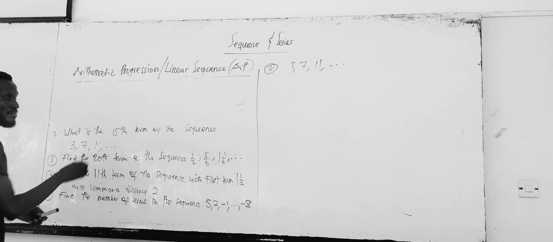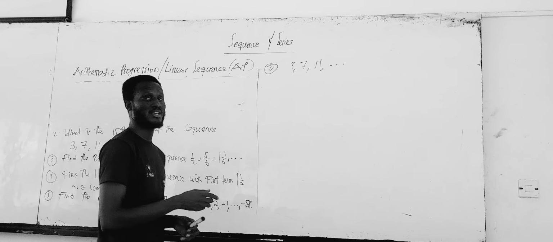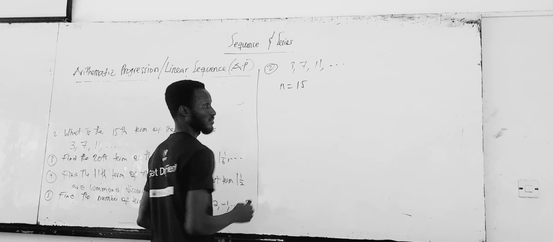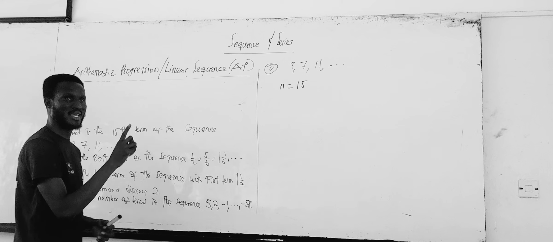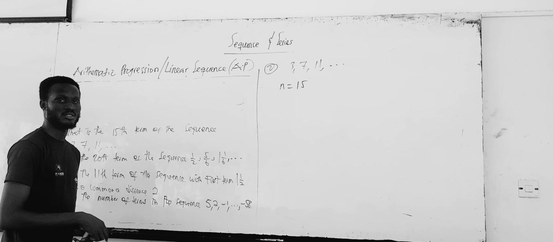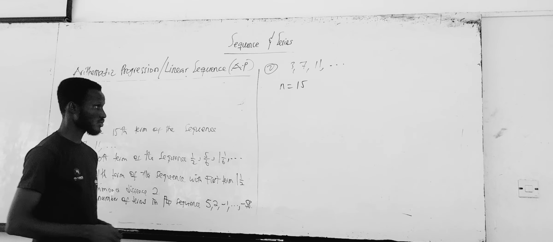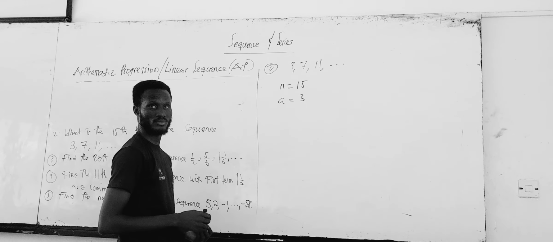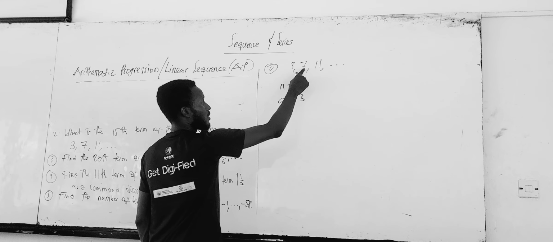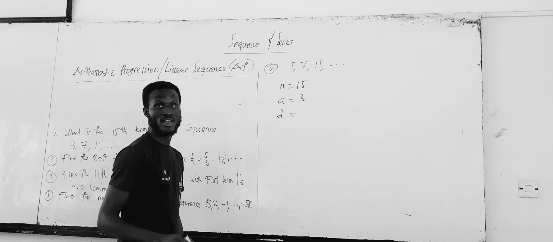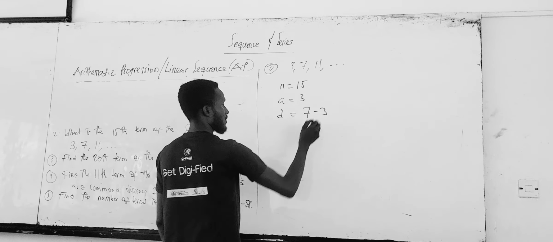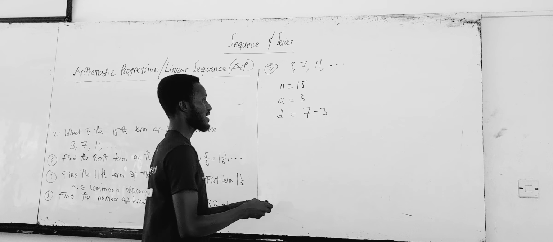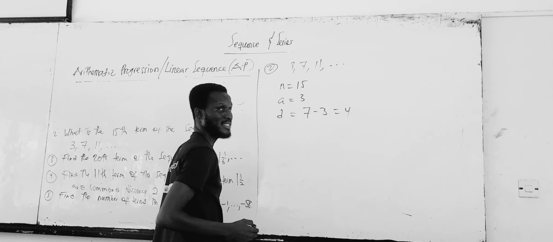Now the 15th term means the number at the 15th position. That is the number of terms. Now the number of terms n is equal to what? 15. Don't forget that the 15th is the term, and the number of terms is the same as n. So n is 15. What is the first term? The first term is 3. Now what is the common difference? The common difference will be 7 minus 3, or 11 minus 7. 7 minus 3 will give us 4. 11 minus 7 will also give us 4.